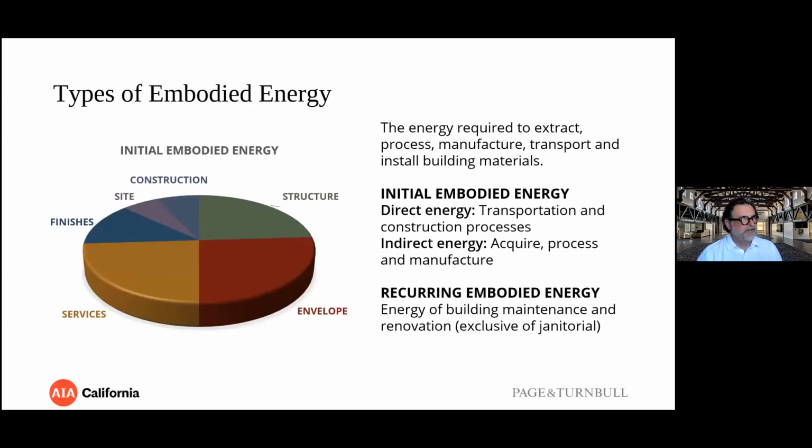And they started to look at these things, and there are types of embodied energy. So there's this initial input that we put in. Some of it is direct, meaning it's the transportation and construction process, and some of it's indirect. It's the effort to acquire, process, and manufacture building components. And then there's recurring. You're going to renovate buildings periodically. There's effort that goes into maintaining buildings, and that's a recurring energy. So that's always putting coins in the piggy bank, so to speak.